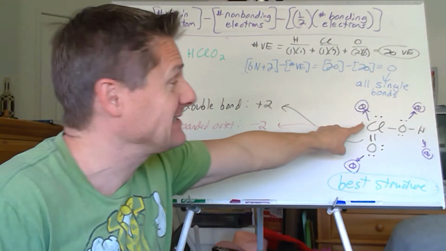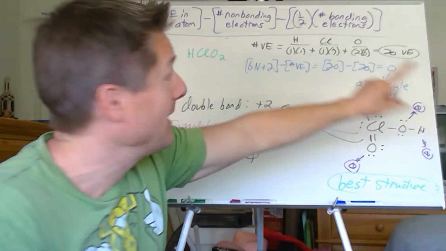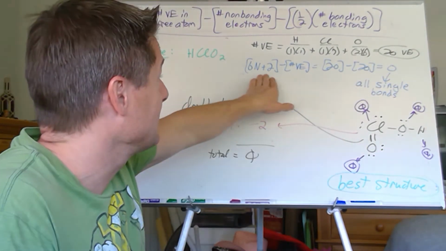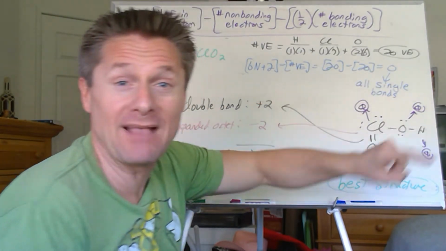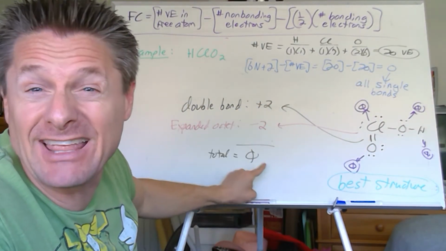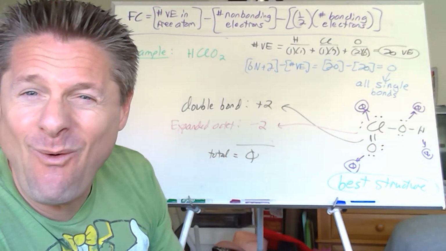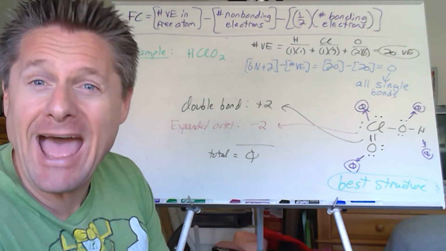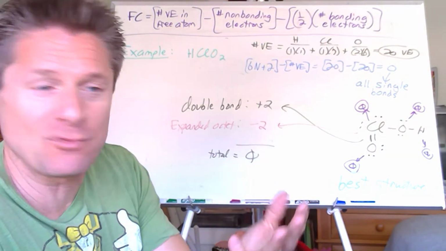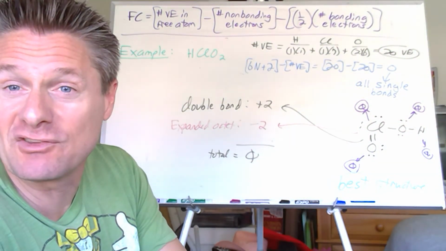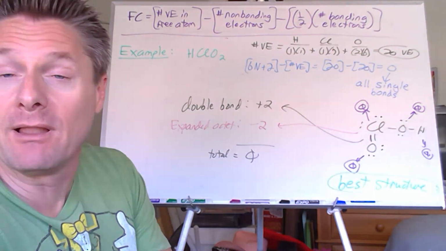The expanded octet you actually have gives you a -2 for the 6n plus 2 minus valence electrons. And the double bond, the extra multiple bond, will give you a +2. And the +2, -2 cancel out and give you a 0. Oh, that can happen sometimes, right? When we did the NO free radical, we had a +3. We had a double bond and an electron deficient species. So welcome to real life.